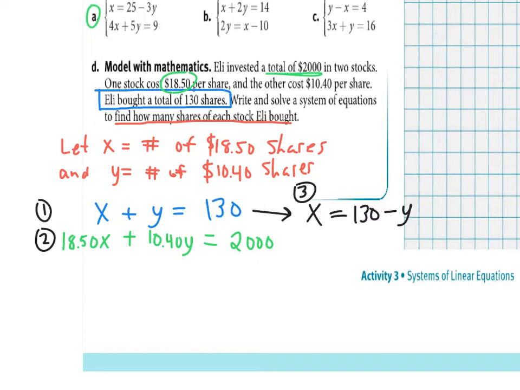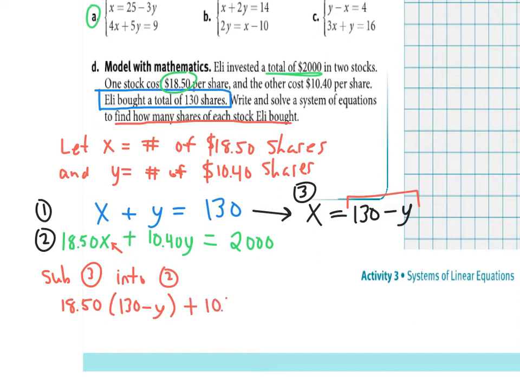So let's substitute, and I'll try to write what I'm doing here. I'm going to substitute equation 3 into equation 2, meaning where this x is right here, I'm going to plug in this stuff. So we have 18.50. Now instead of x in parentheses, I'm going to put something that equals x, which is 130 minus y. And I'm going to write the rest of equation 2 still.